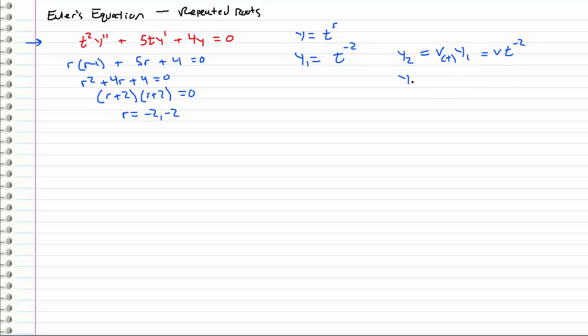Let's go ahead and differentiate it twice and throw it back into our differential equation. So y2 prime is equal to v prime t to the -2, gotta do the product rule, minus 2v t to the -3.